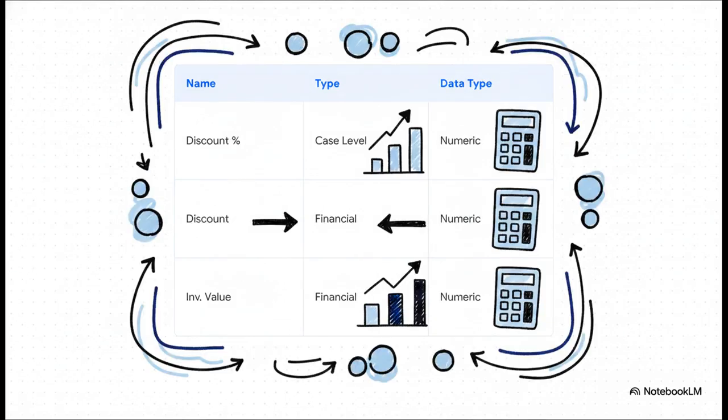To finish off our mapping matrix, we absolutely cannot forget the numbers. We ensure our financial metrics, like cash discount value and invoice value, are mapped to the financial per case attribute type. And we strictly enforce that their data type is set to numeric. Setting these specifically to numeric is exactly what allows your dashboard to accurately calculate sums, find averages, and spot serious financial bottlenecks down the line.